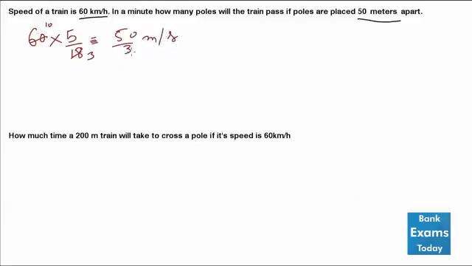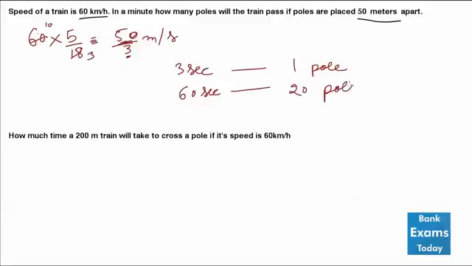So that means in 3 seconds the train covers one pole. So the distance between poles is 50 meters, and it covers 50 meters per 3 seconds. In 3 seconds it covers one pole. In 60 seconds it covers 20 poles. That's really simple. So 20 poles is our answer. So let's do another question.